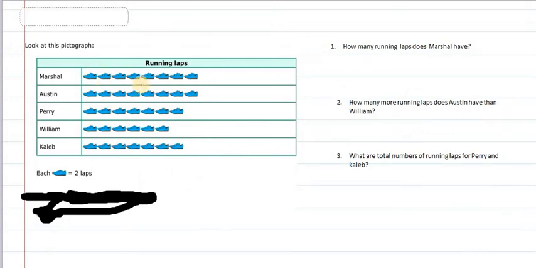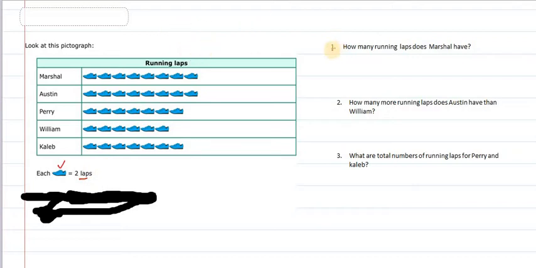Now in this diagram you can see another pictograph with another symbol. This time, one shoe represents 2 laps by that particular person. This pictograph is showing running laps. This is the title, which shows the running laps, and here is the key: each shoe is equal to 2 laps. So if we have to count the running laps for any person, we count the number of shoes and multiply it by 2, because each shoe is equal to 2 laps.